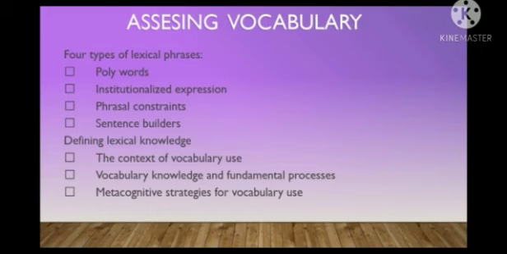3. Phrasal constraints are medium-length phrases that have a basic structure with one or two slots that can be filled by various words or phrases. For example, of course, truly, certainly, as far as I know, or as far as I can tell, and etc. And 4. Sentence builders are phrases that provide the framework for a complete sentence with one or two slots where whole ideas can be expressed, for example, on the other hand, not only, but also, and etc.